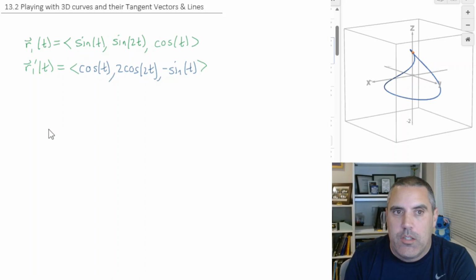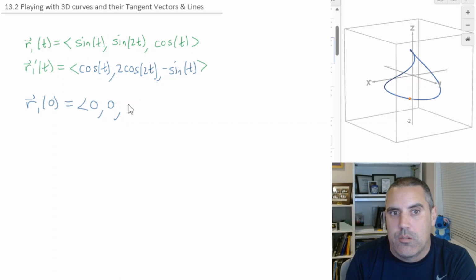The few things we're going to do is we're going to ask things like, what's the location at time 0? And that's what the original function is. It would be 0, sine of 0 is 0, cosine of 0 is 1. But we also might want to know what is the direction at time 0. And we can plug that in. It's going to be 1, 2, 0. And I'm just plugging into these.